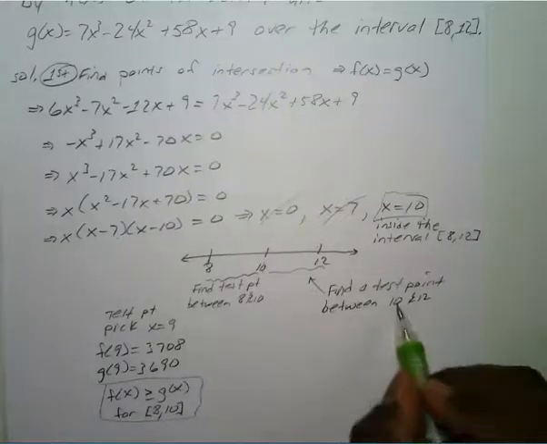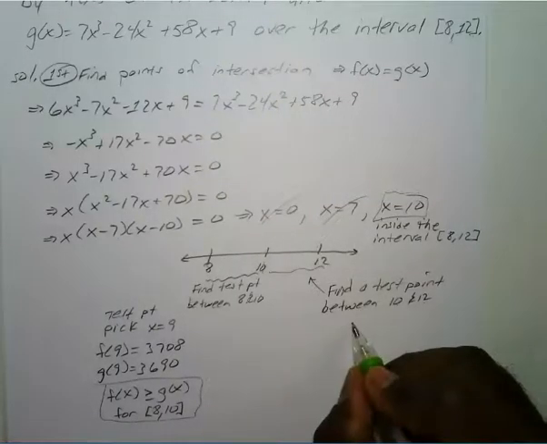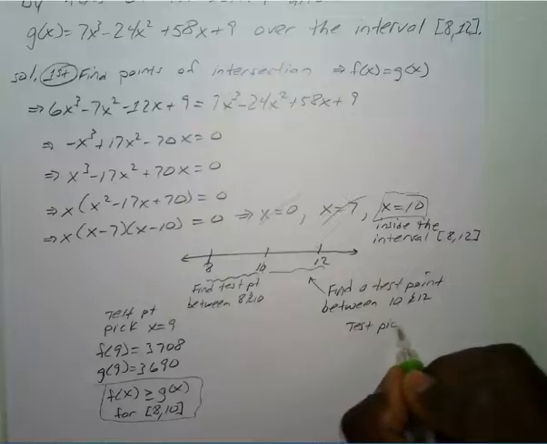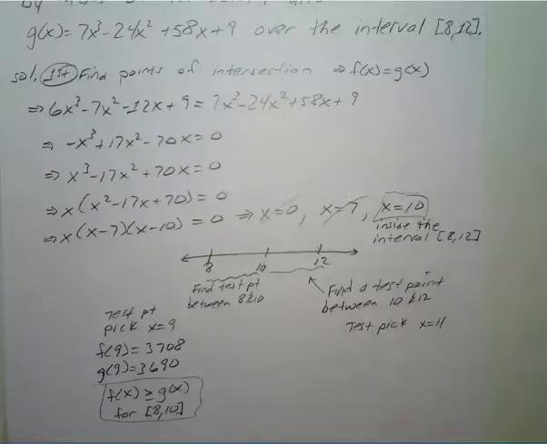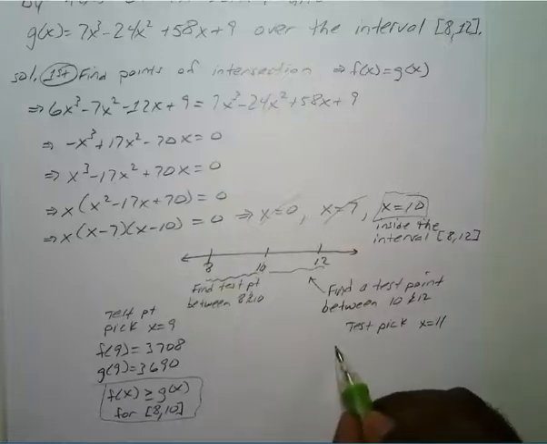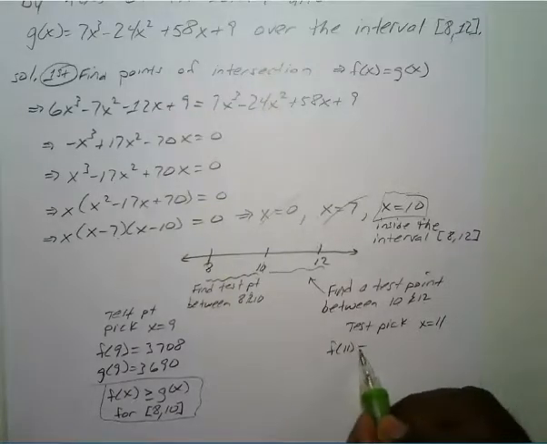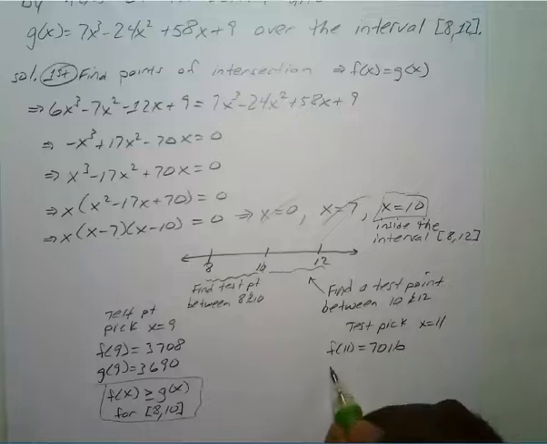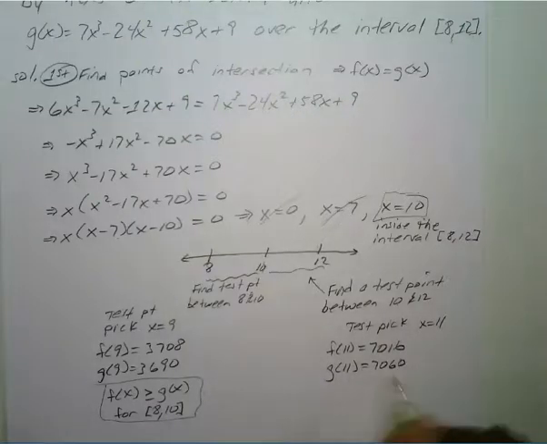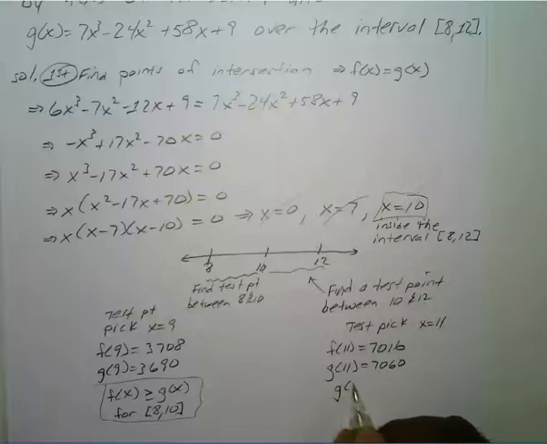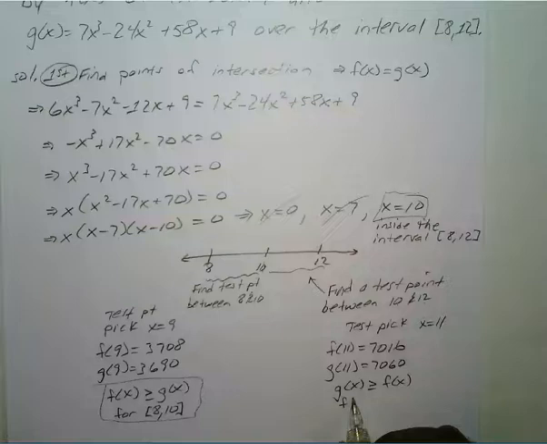And now, between 10 and 12, x equals 11. Okay, so f of 11 is equal to 7,016, and g of 11 is equal to 7,060. So in this case, g of x is greater than or equal to f of x for the interval from 10 to 12.